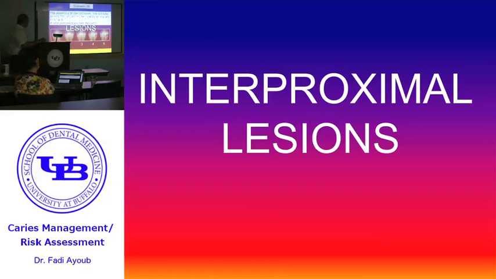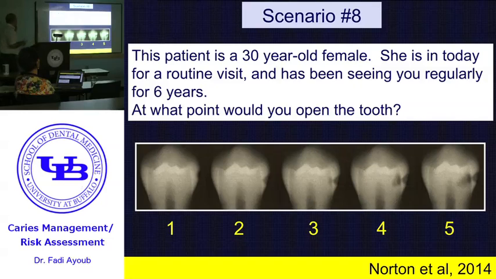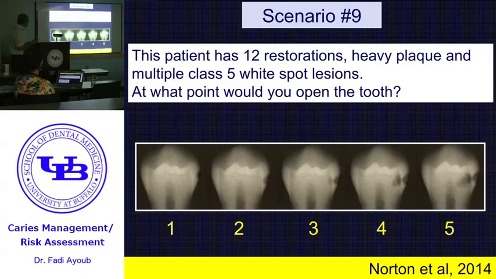We're going to talk about interproximal lesions. Scenario 8: a 30-year-old female, in today for a routine visit. She has been seeing you regularly for the last 6 years. At what point would you open the tooth? Is it point 1, 2, 3, 4, 5? Same scenario, but the patient now has 12 restorations, heavy plaque, and multiple class 5 white spot lesions. At what point would you open 1, 2, 3, 4, 5?